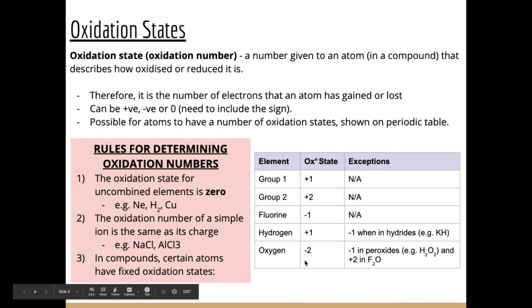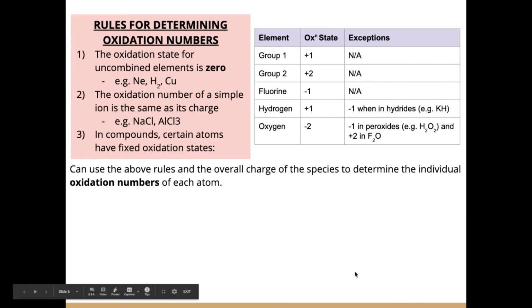Oxygen is usually -2, except when it's in a peroxide, for example, H2O2, because our hydrogen is going to be +1 in that situation. And it's going to be +2 in F2O because our fluorine is always -1 and that's neutral. All right, I went through them very quickly. Let me explain that in a bit more depth by going through some examples.